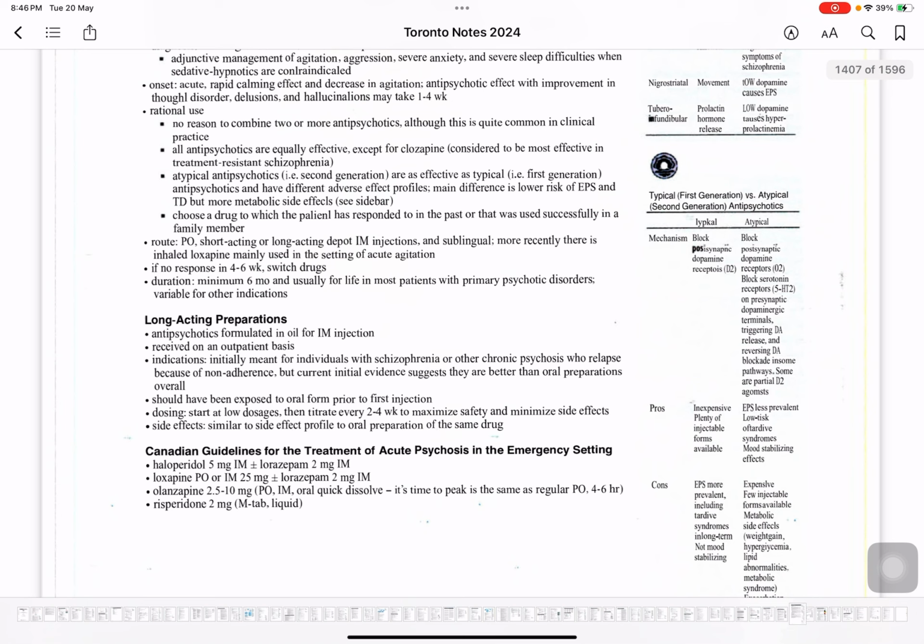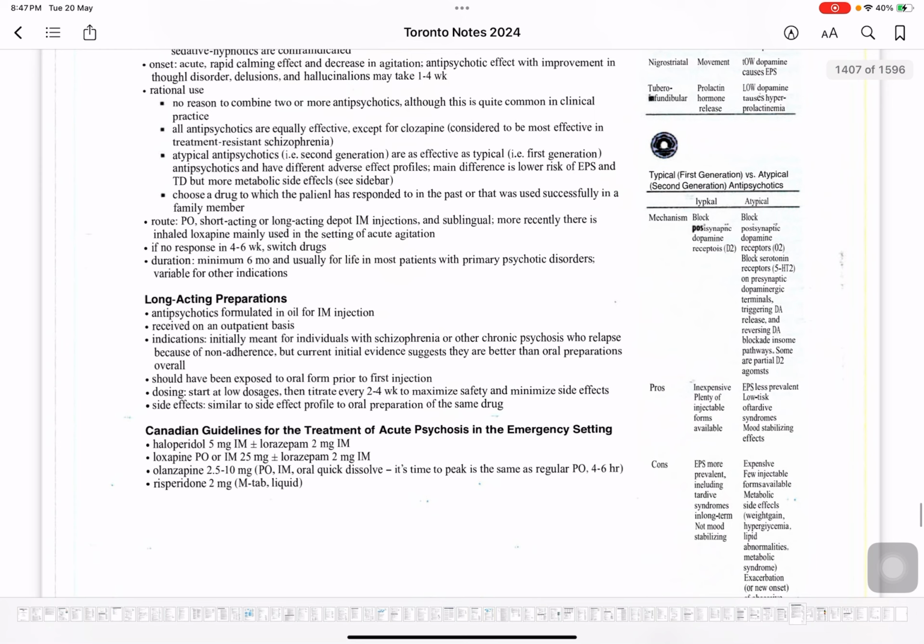And this is another question because they may give you a scenario where the patient is coming in within 4 weeks. The patient says it's been a month and it's not working. You have to give 4 to 6 weeks, and after that you will think about maybe increasing the dose or switching the drug. Duration is a minimum of 6 months and usually for life in most patients with primary psychotic disorder, variable for others. So you have to at least give the medication for 6 months or lifetime. Okay, not less than that to any patient in need of psychiatric medication.